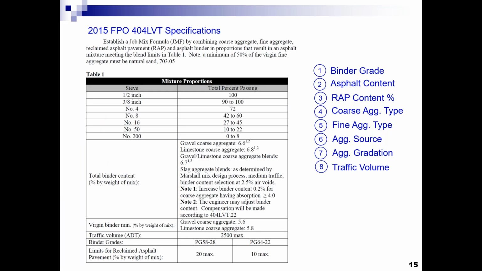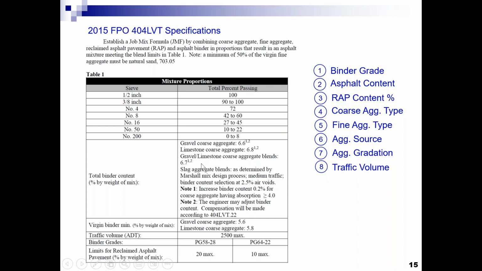So to evaluate the effect of different mix design factors on the performance of the 404 LVT specification, we looked at the 2015 specification and we examined the factors that are basically covered. So you can see basically we have the binder grade. It basically allows for 58-28 or 64-22. The asphalt binder content, you can see basically the total asphalt binder content listed in here, and you can see the virgin asphalt binder content basically listed in here. The wrap percentage, again, 20% versus 10% for when using PG 58-28 and 64-22.